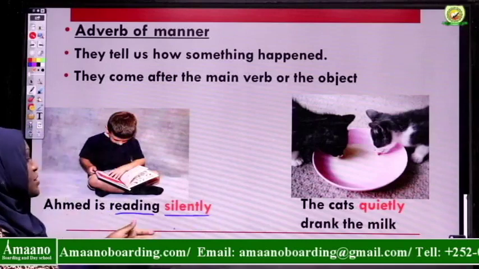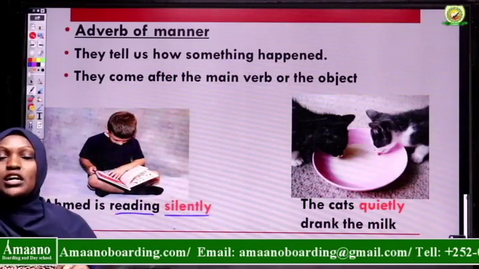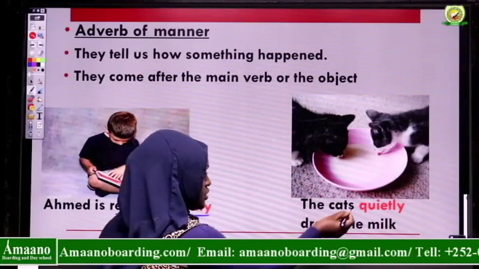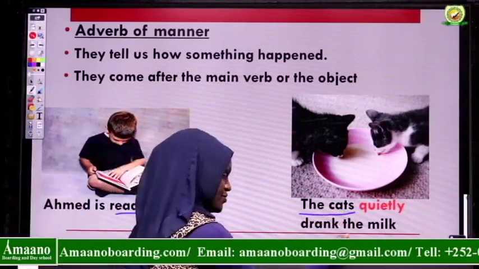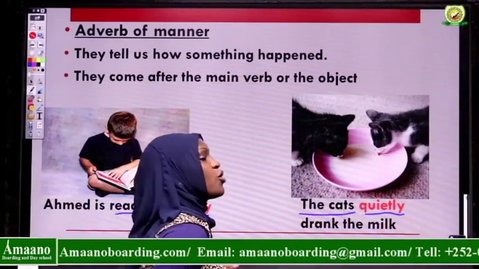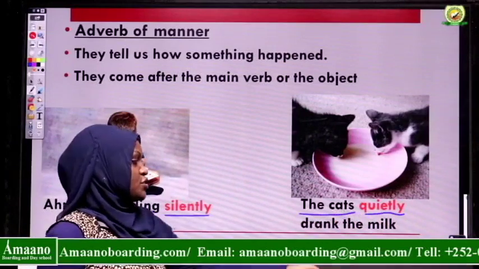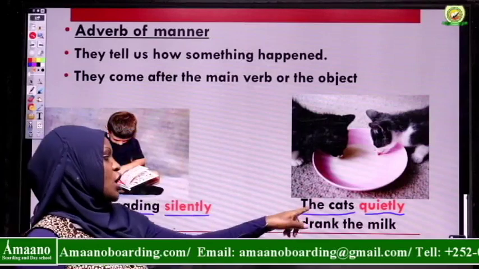So Ahmed is reading silently. The adverb of manner also comes after the object. The cat, these are the objects. The cat quietly, then we have the adverb quietly, drank the milk. So we have said they come after the main verb or after the object.